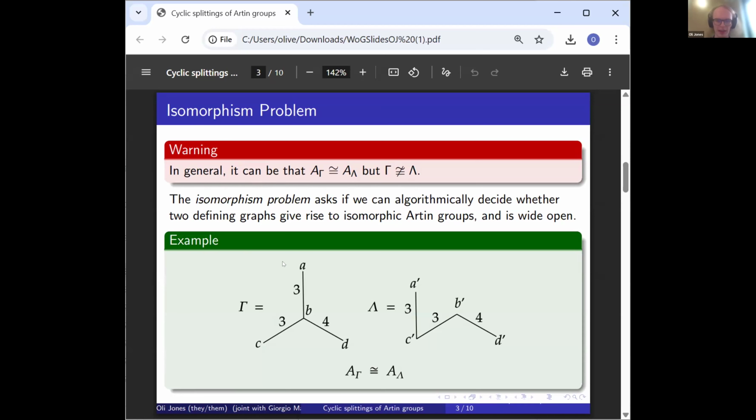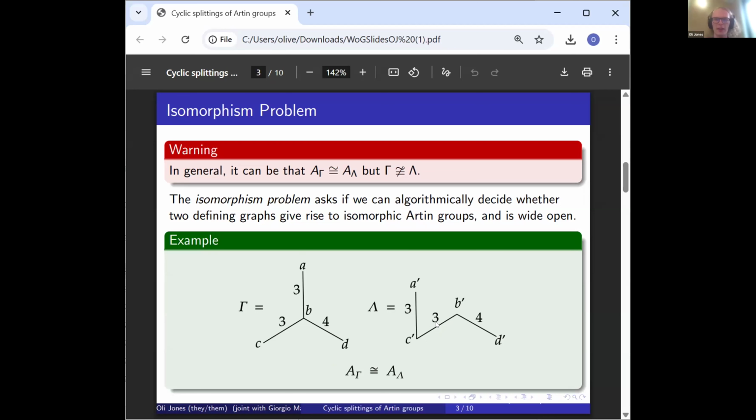So here I think it's useful to have an example of two different graphs that give rise to isomorphic groups. So we've got this gamma and lambda. And if you see what we've done, we've taken this edge AB and slid it along the edge BC that was labeled by 3. And anytime you have an odd edge which separates the graph, then you can always slide part of the stuff on one side over to the other side. And we call this move a twist. And that gives rise to isomorphic Artin groups.